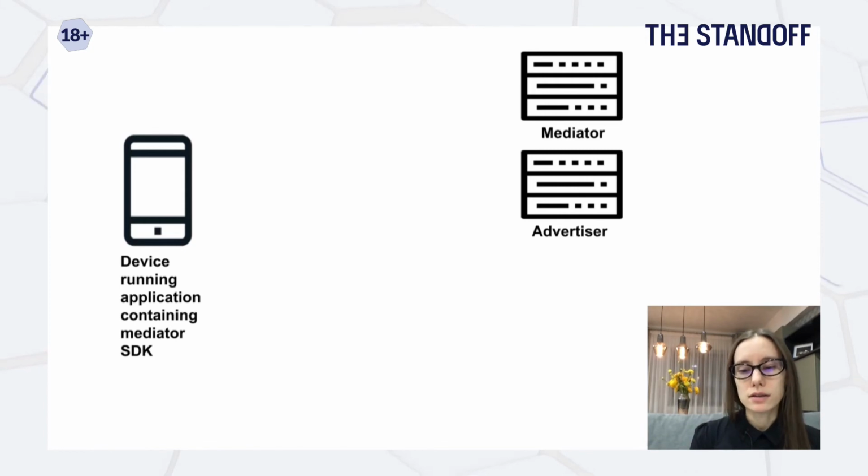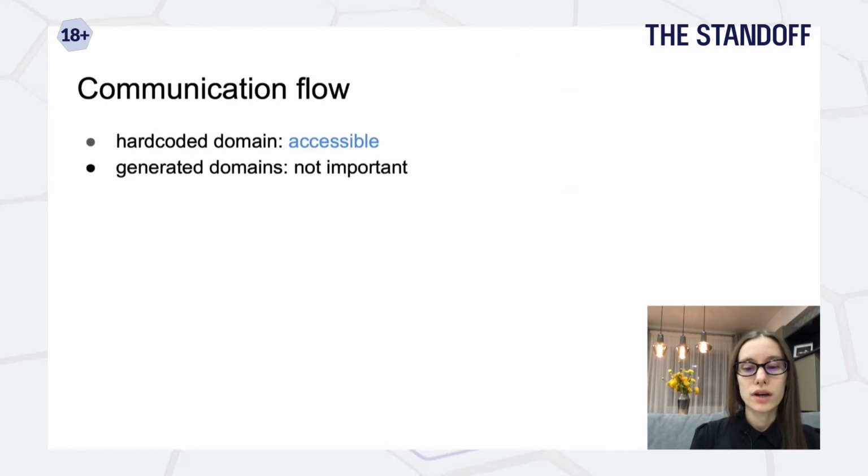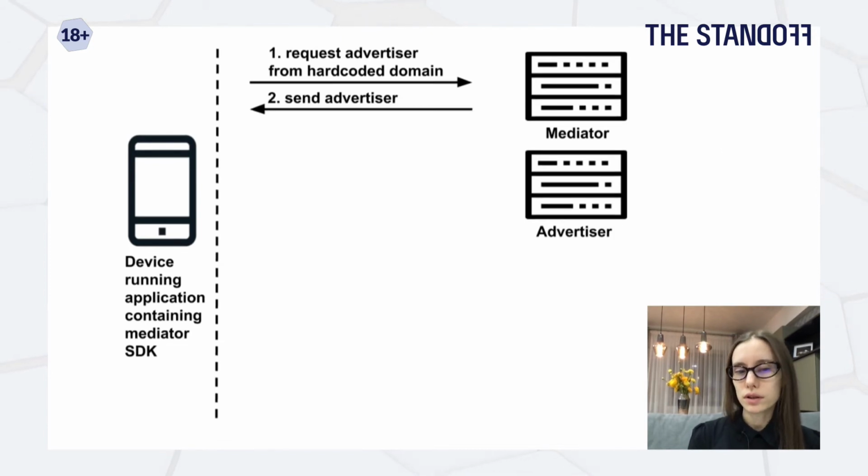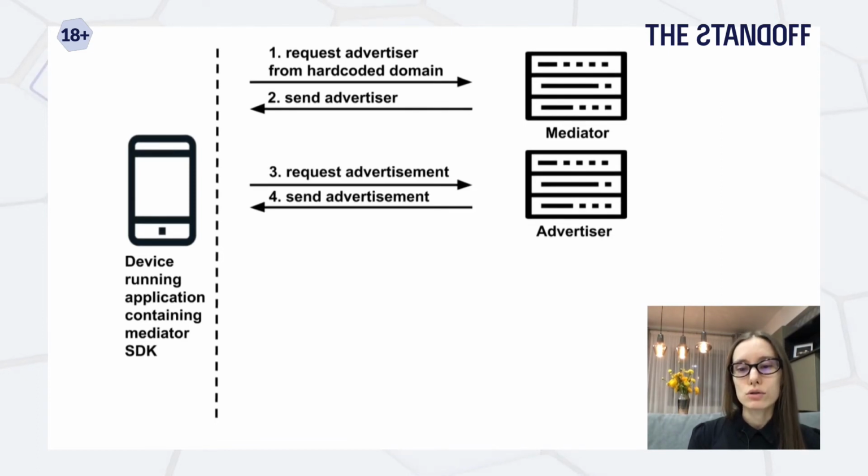Here we have 3 entities: the mediator, the advertiser, and the user. The user operates a device that is running an application that contains the mediator SDK. In the case in which the hard-coded domain is accessible, the domains generated by the DGA are not important. Let's see why. The device contacts the hard-coded domain, which belongs to the mediator. The mediator responds with the URL of an advertiser. Then the device contacts the advertiser's URL and receives an advertisement to show to the user. Everything works as expected for all the involved parties, and the generated domains are not used at all.